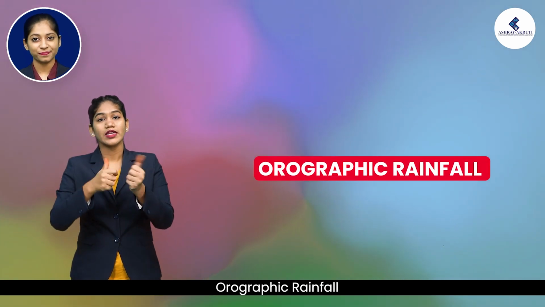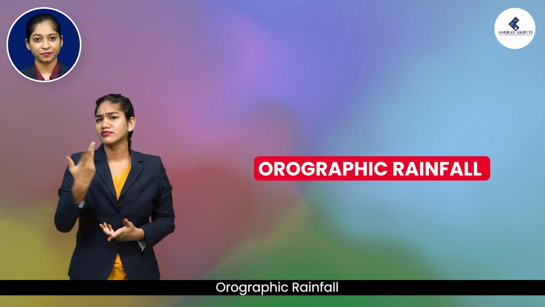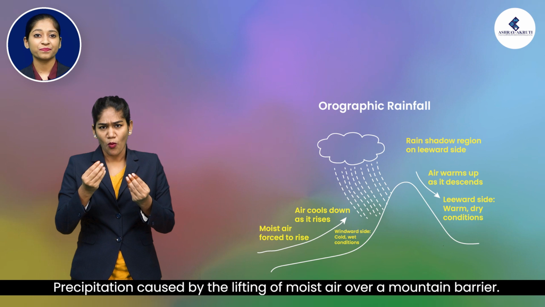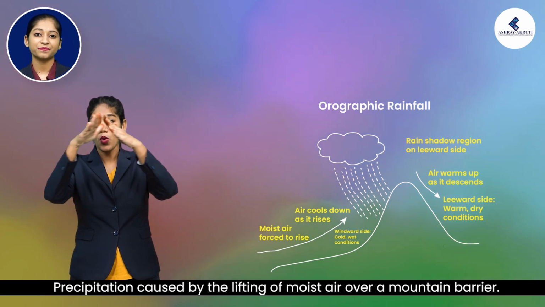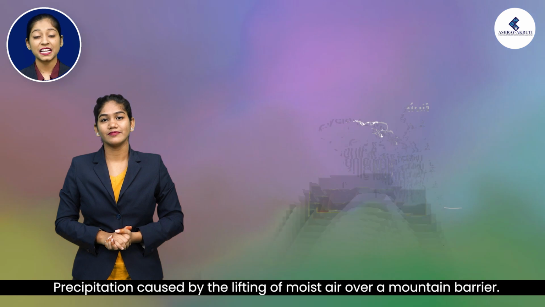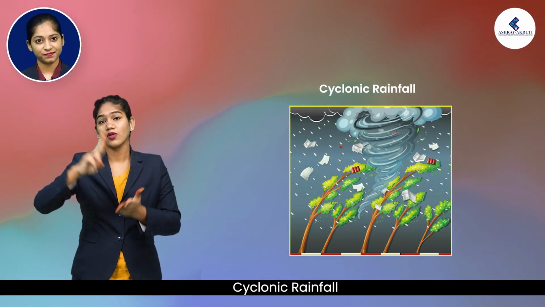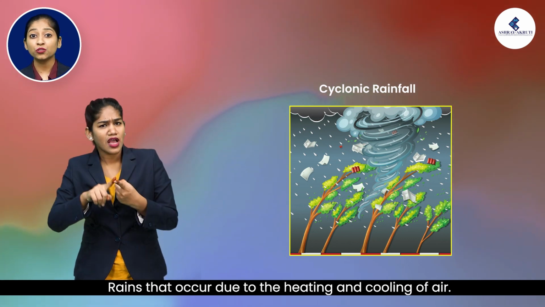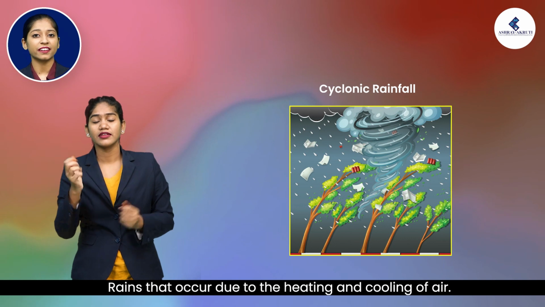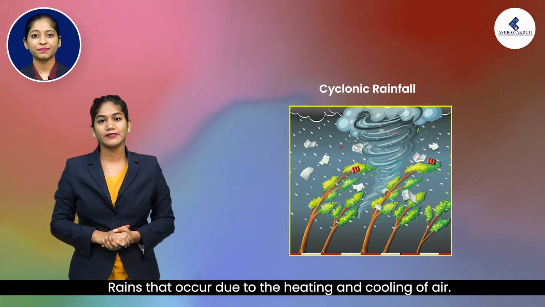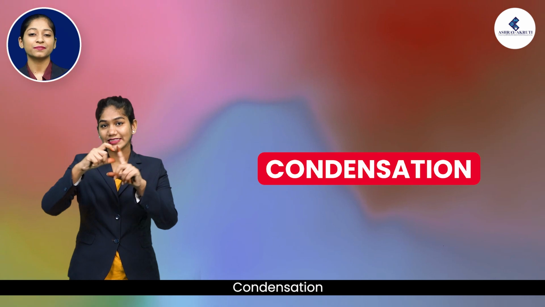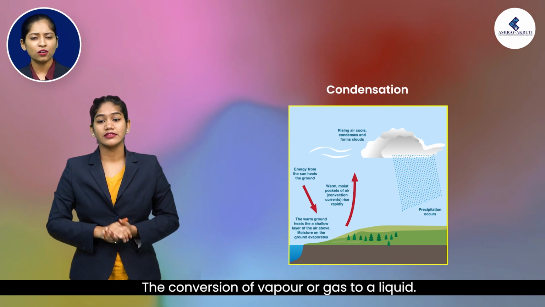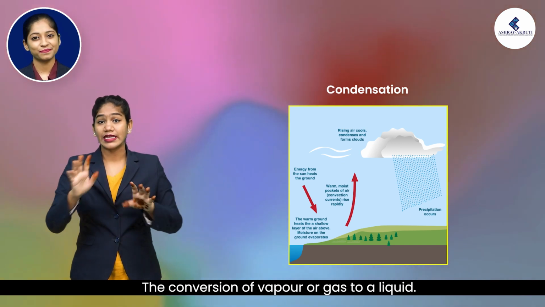Orographic rainfall, precipitation caused by the lifting of moist air over a mountain barrier. Cyclonic rainfall, rains that occur due to the heating and cooling of air. Condensation, the conversion of vapor or gas to a liquid.